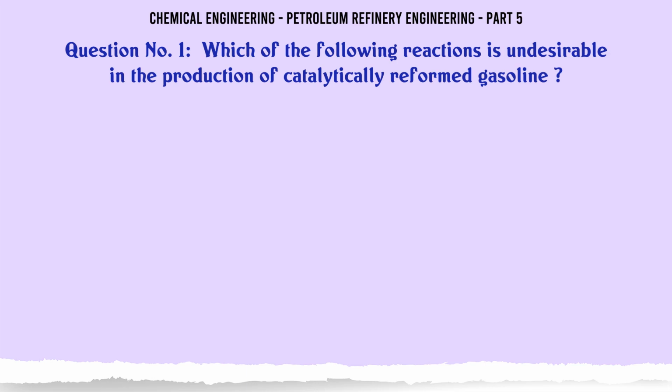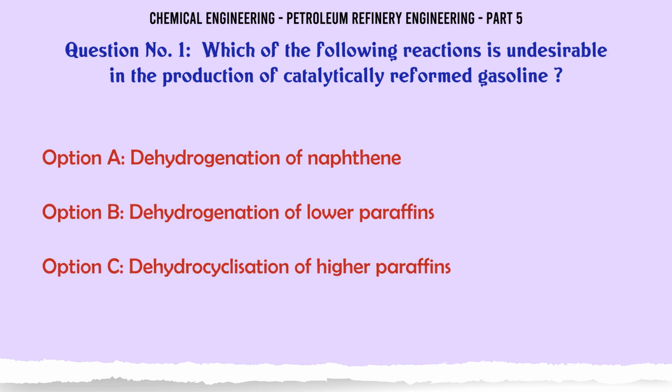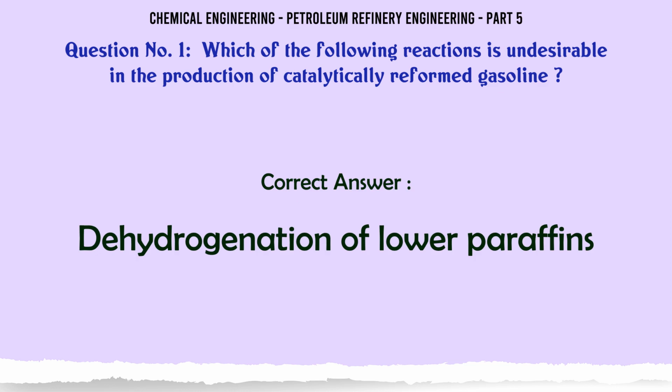Which of the following reactions is undesirable in the production of catalytically reformed gasoline? A. Dehydrogenation of naphthene. B. Dehydrogenation of lower paraffins. C. Dehydrocyclization of higher paraffins. D. Isomerization of paraffins. The correct answer is dehydrogenation of lower paraffins.